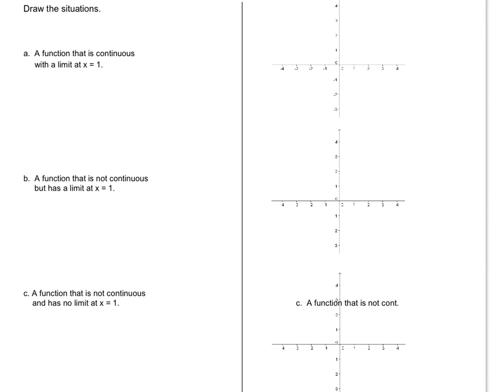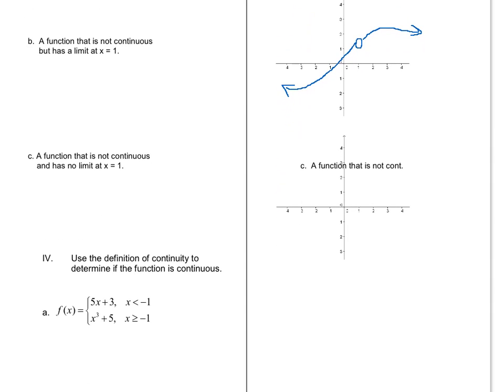So for part A, a function that is continuous that has a limit at x equals 1. This can be anything. It can be a nice smooth function. It could have been a line, as long as it's not a vertical line. As long as it is smooth, you never pick up your pencil at x equals 1. For part B, a function that is not continuous but does have a limit at x equals 1. This could have been a removable discontinuity, something maybe that looks like that at x equals 1. And then for part C, a function that is not continuous and has no limit at x equals 1.